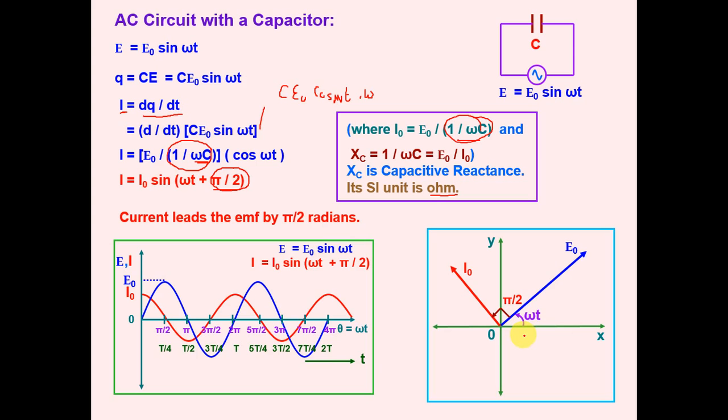So this is the case when we have applied AC to a capacitor. Here the important things are that the current leads the EMF, and the capacitive reactance is 1 over omega c. So two very important things we have obtained from here: the capacitive reactance is 1 over omega c, and the current is leading the EMF by a phase of pi by 2 radians.